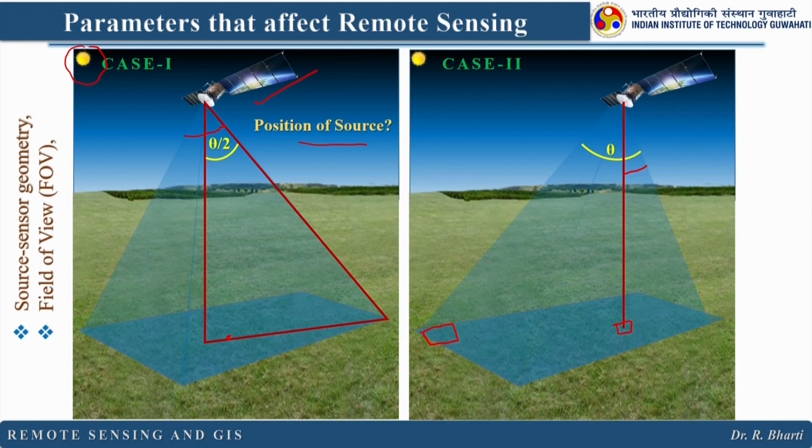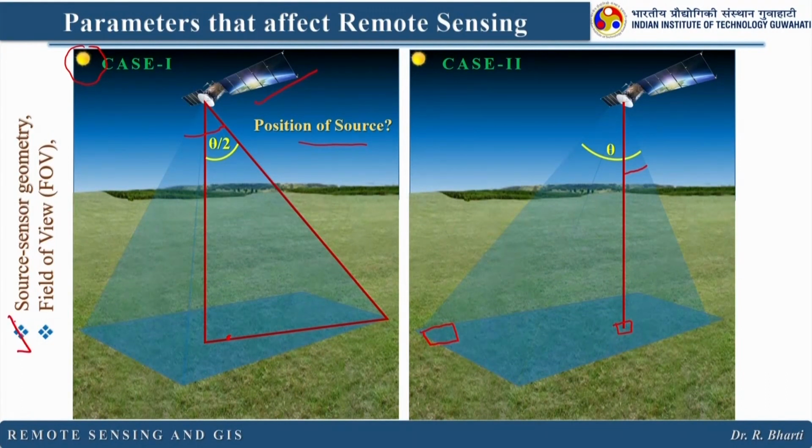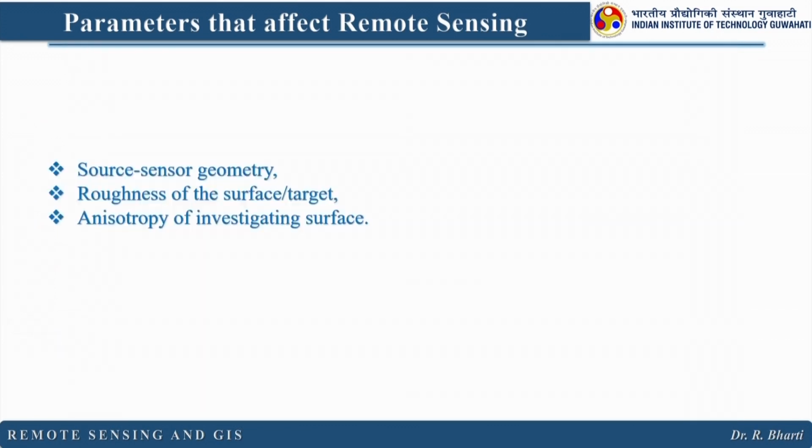Such things happen when we have an irregular surface and a different field of view or different angle of measurement, right. So, that is why I have written source sensor geometry. Here, source sensor geometry matters a lot. Then field of view, even if it is the same, what is the look angle, right. So, look angle is also very important.